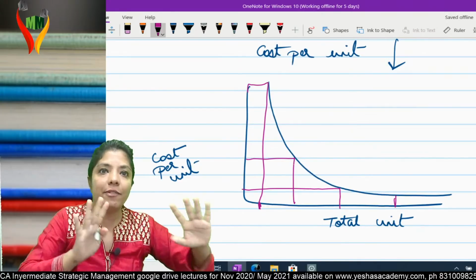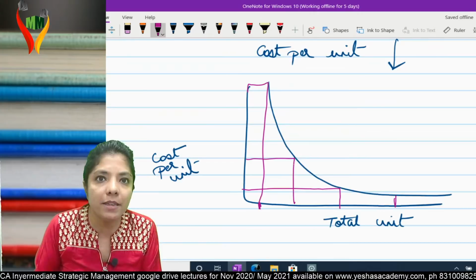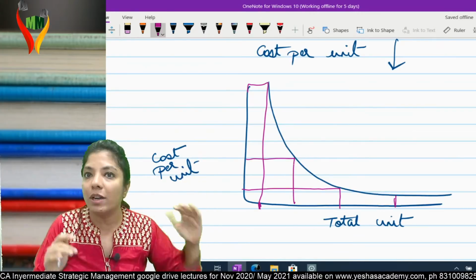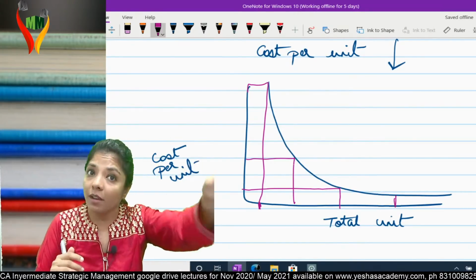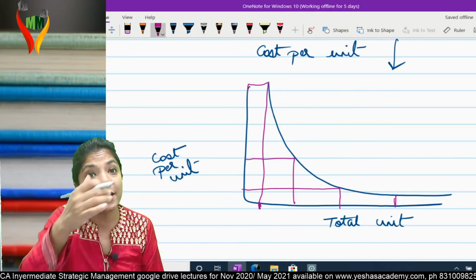One day it will see that it will never be zero, no? Will it be zero? No cost? No, it will become the bare minimum. Am I clear? Simple. This is called the experience curve.